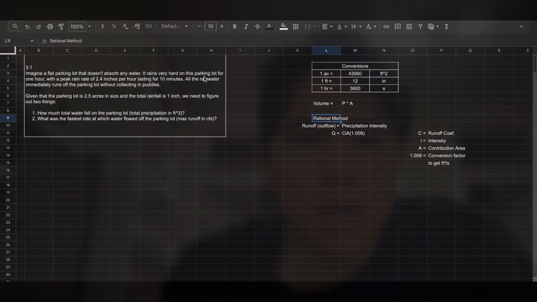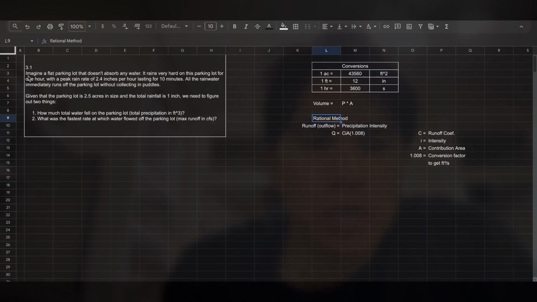It rains very hard on this parking lot for 1 hour with a peak rain rate of 2.4 inches per hour lasting for 10 minutes. All the rainwater immediately runs off the parking lot without collecting in puddles. Given that the parking lot is 2.5 acres in size and the total rainfall is 1 inch, we need to figure out two things. First, how much total water fell on the parking lot, or total precipitation in cubic feet. Second, what was the fastest rate at which water flowed off the parking lot? Or in other words, we need to find the maximum runoff in cubic feet per second.